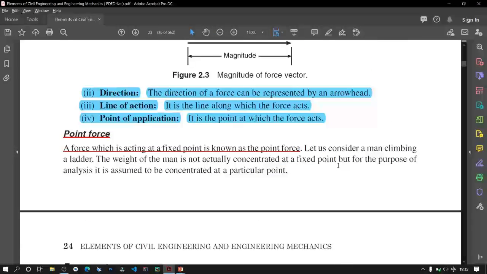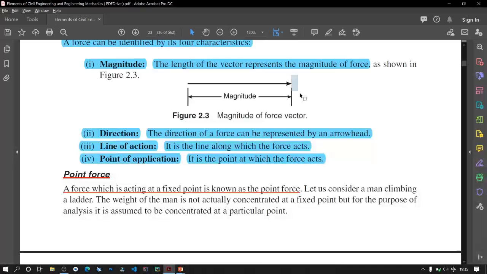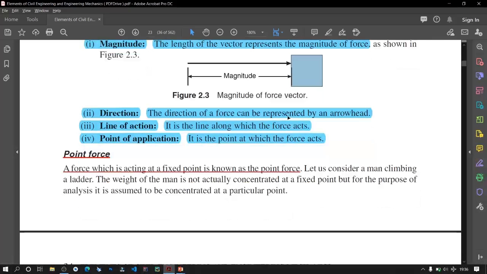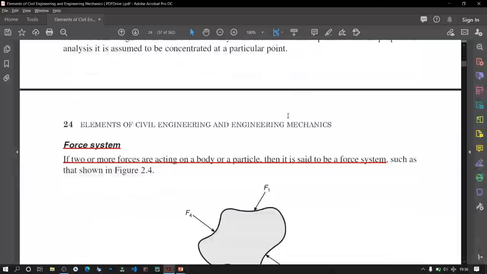Now, a point force is like this: it's the body and the force is acting at this point only, so it's a point force. But if the force were acting on this whole side, then it would not be a point force. It would be many forces acting on it.